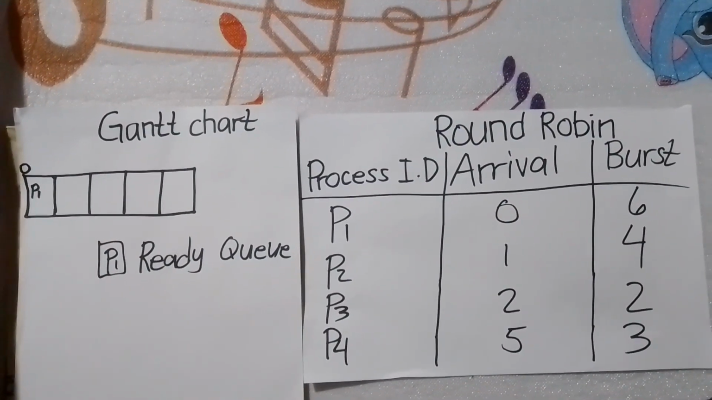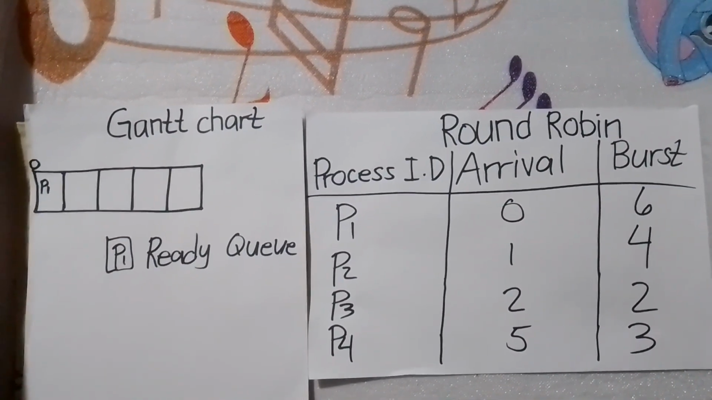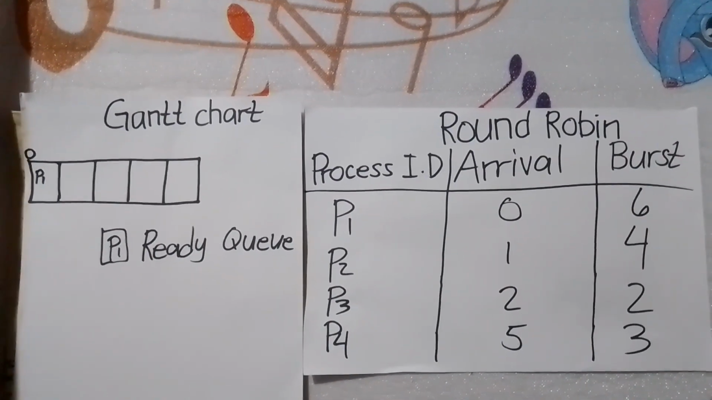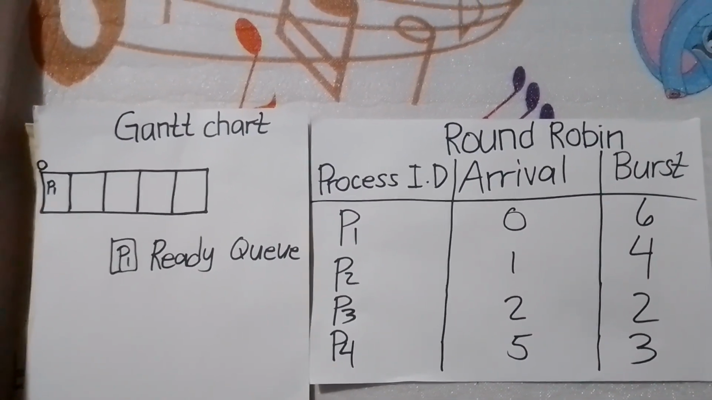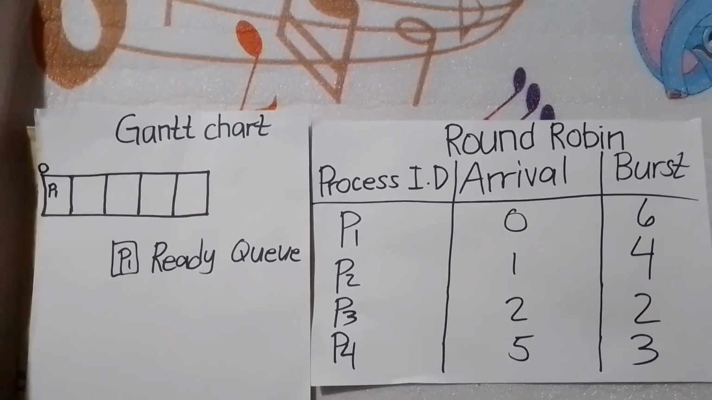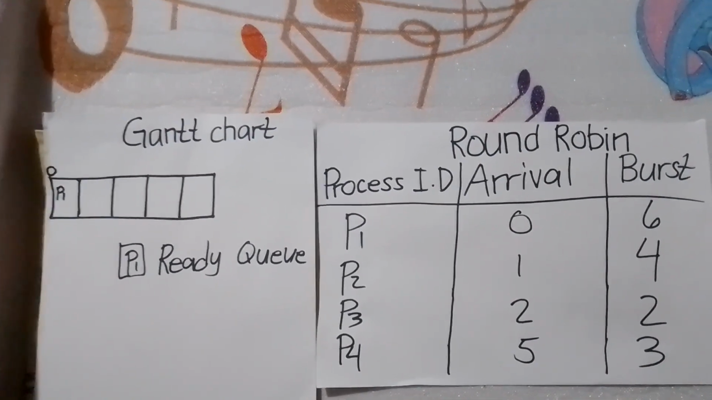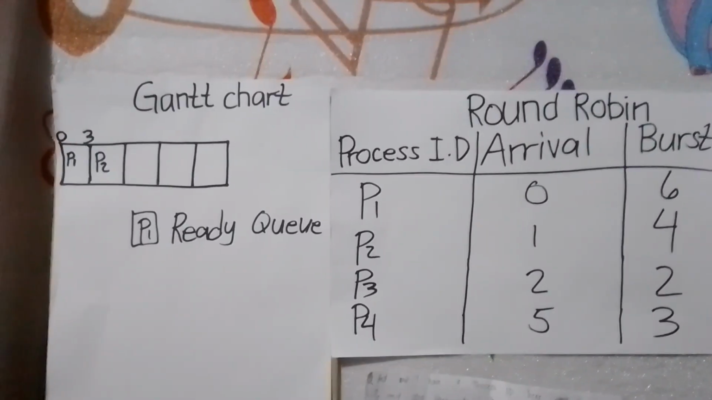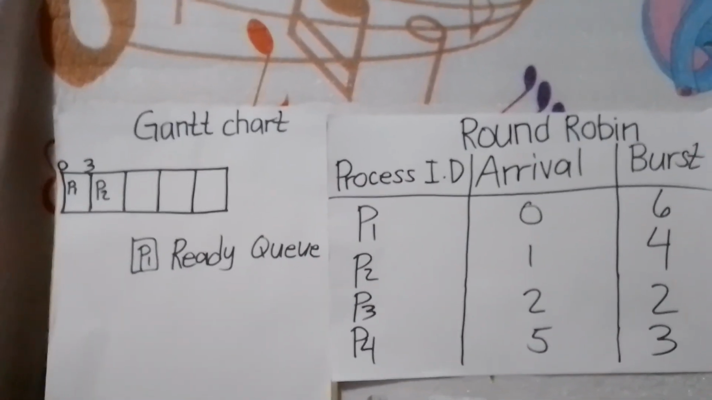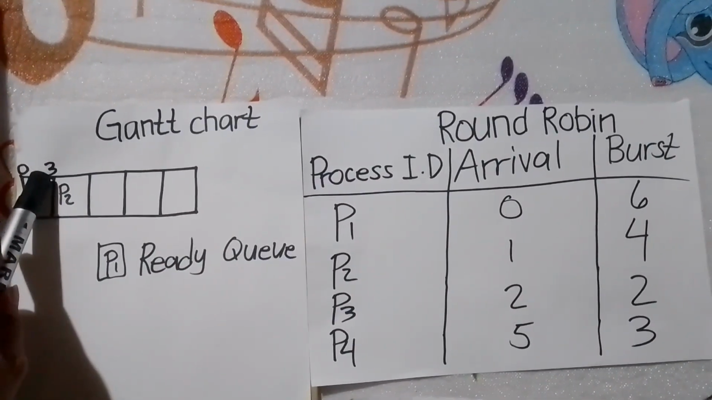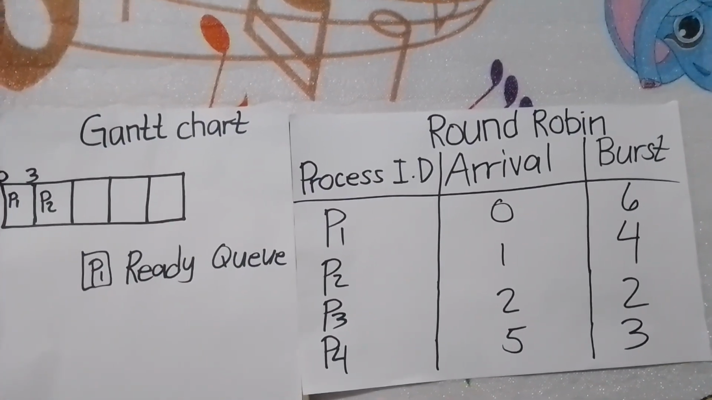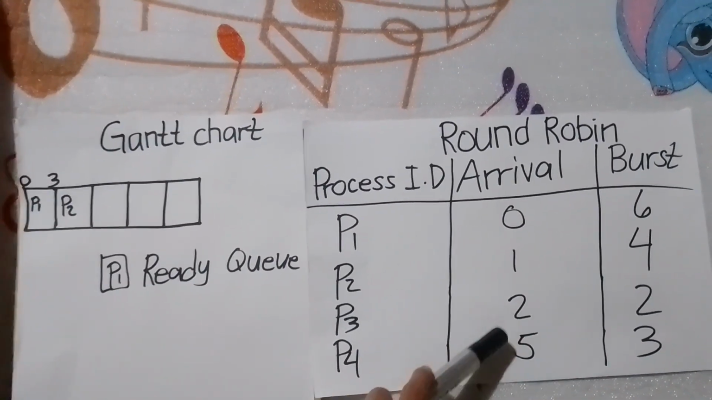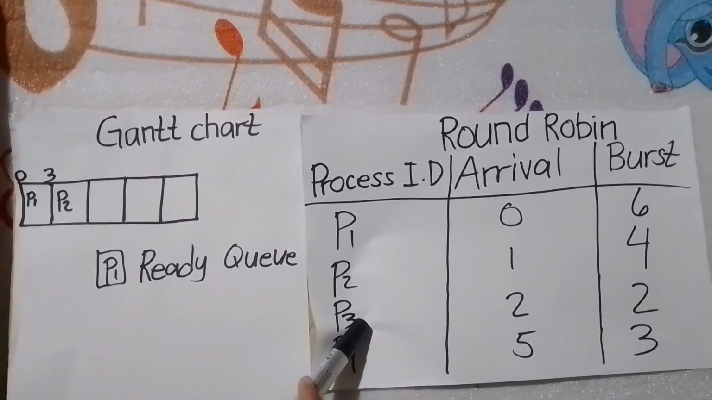But at the time of 1, P2 arrives, but P2 will be in the ready queue because of the quantum time of 3, so P1 will continue to proceed until the clock rings. So P1 has only 3 seconds to execute. At the time of 2, P3 arrived.